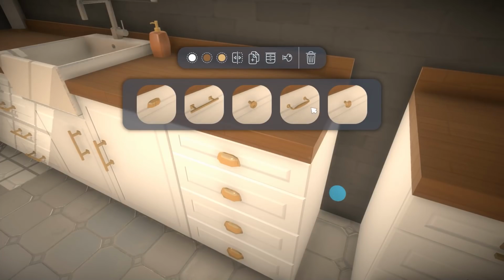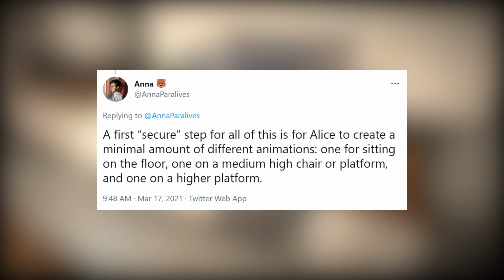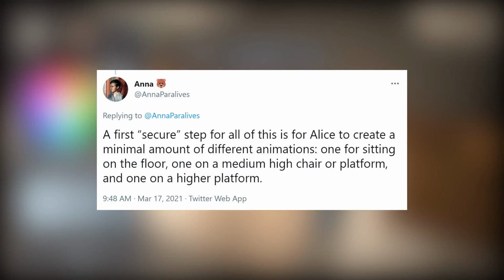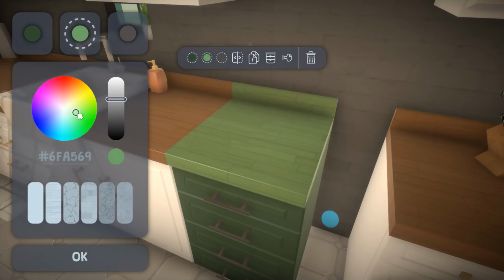It is going to be a lot of animating and programming. It's going to take a lot of time and resources for that. A first, in quotes, secure step for all of this is for Alice to create a minimal amount of different animations. One for sitting on the floor, one on a medium high chair or platform, and one on a higher platform. So that's another thing.